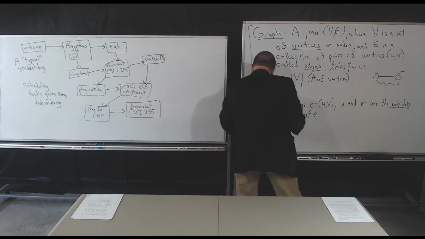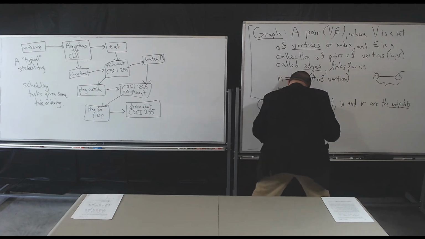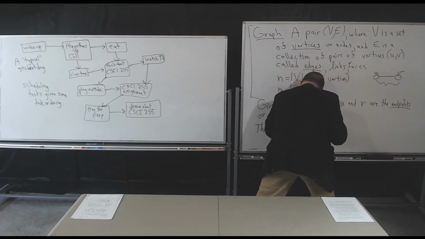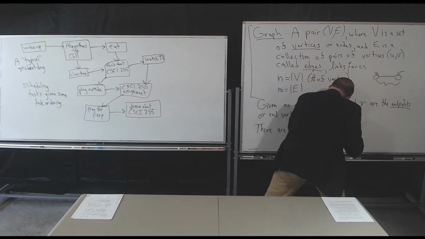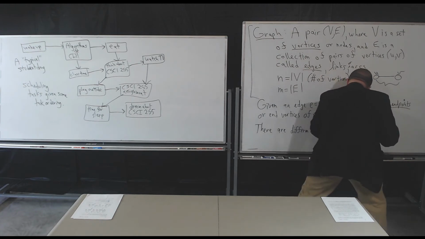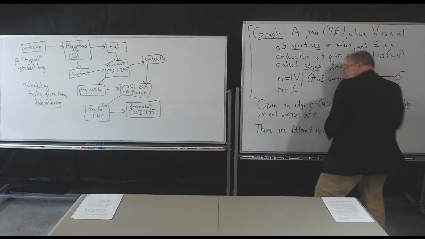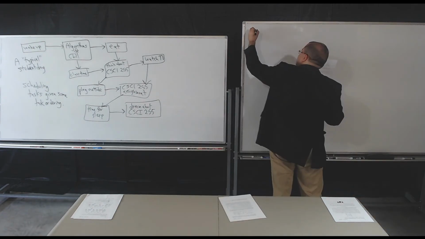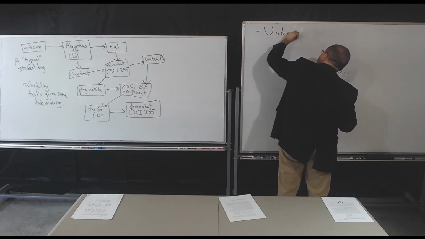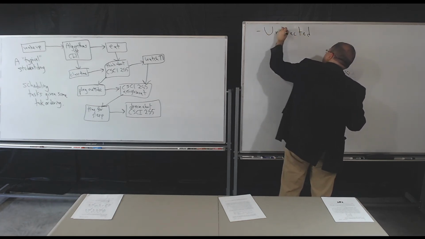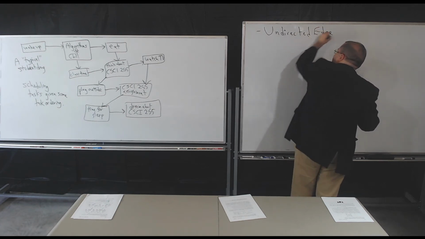So there are different kinds of edges, and I'm going to give you some examples of different kinds of edges. There's a couple of edge types. The first one is an undirected edge. This is the most common one you're probably going to run into.